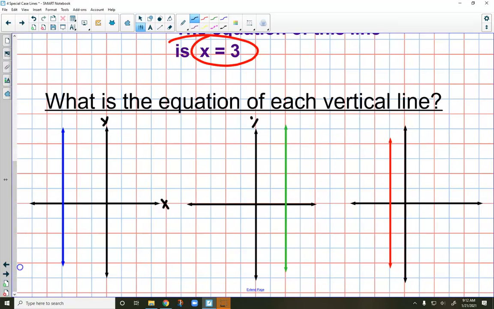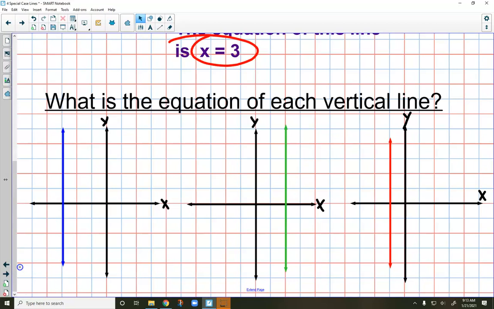Indicate the x and y axes, so we know which line we're finding the equation of. And right now I want you to try these three problems, and then again, pause the video, and see if you were able to get these problems right. Write the equation for each of these vertical lines.